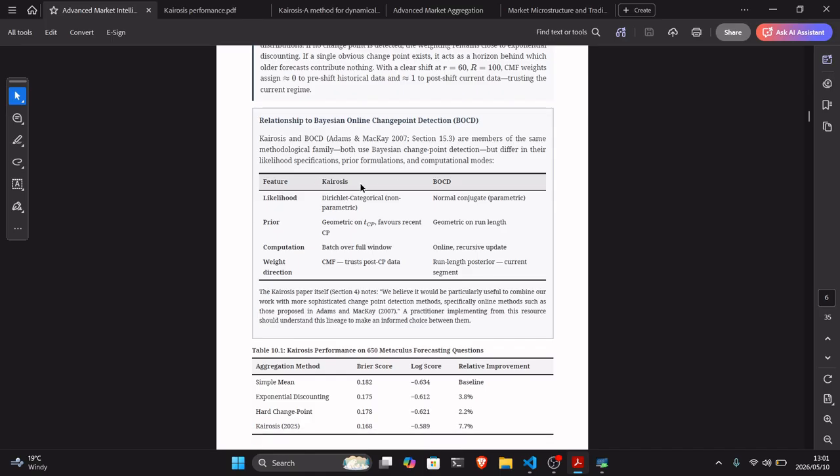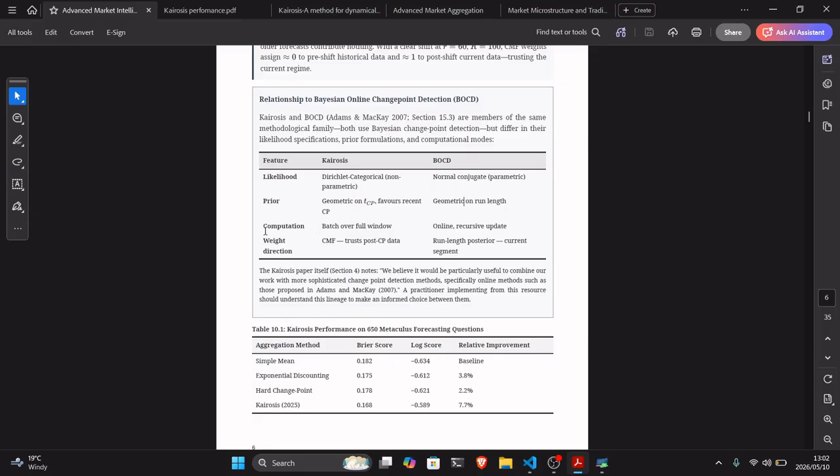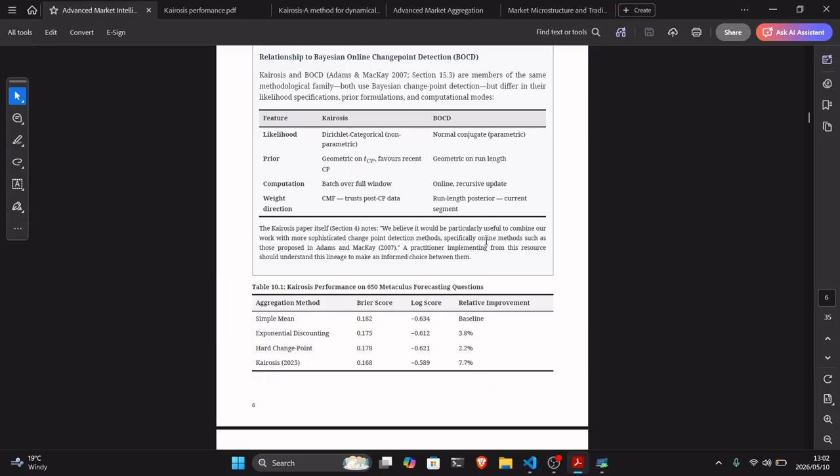Feature column, kairosis column, BOCD column. Likelihood: Dirichlet categorical, non-parametric, versus BOCD normal conjugate, parametric. Prior: geometric on the change point at t, which favors recent change points, versus geometric on run length. Computation: batch over full window versus online recursive update. Weight direction: CMF trusts post change point data, versus run length posterior, current segment.